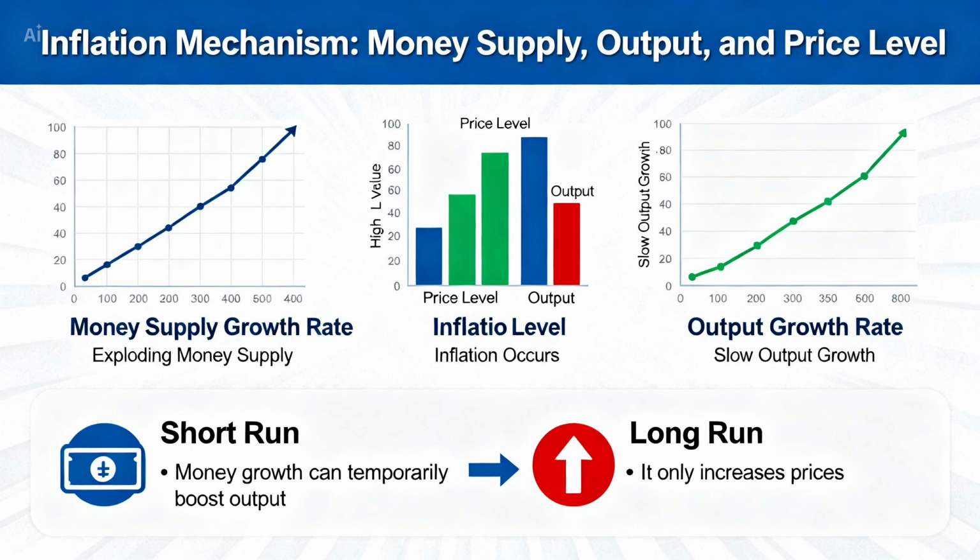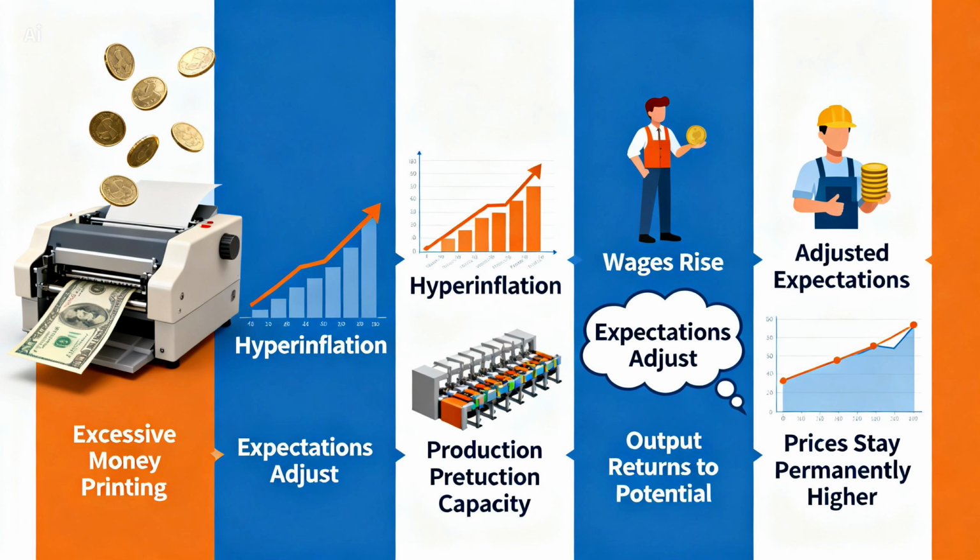That's inflation. Short run, money growth can temporarily boost output. Long run, it only increases prices. That's why excessive money printing leads to hyperinflation. The economy eventually adjusts, wages rise, expectations adjust, and output returns to normal. But prices stay permanently higher.